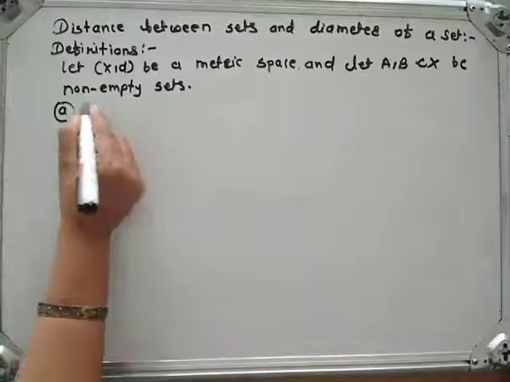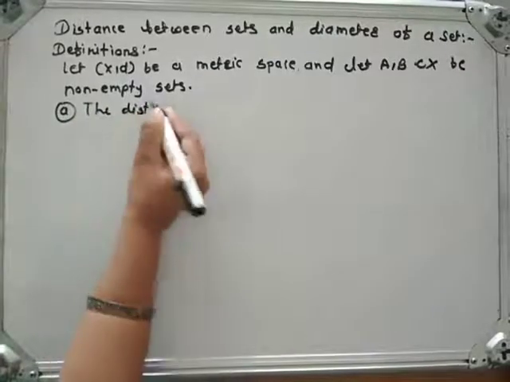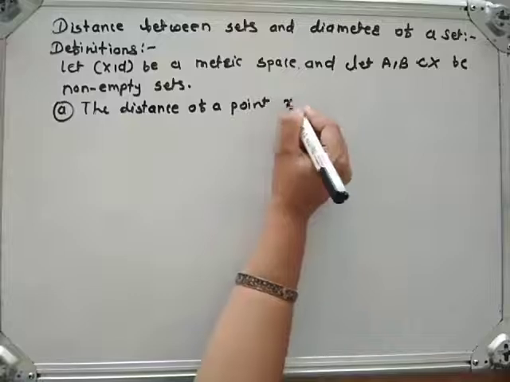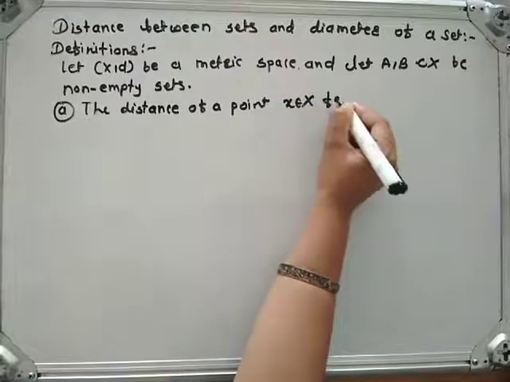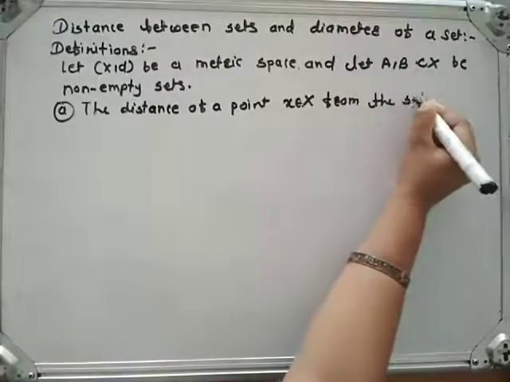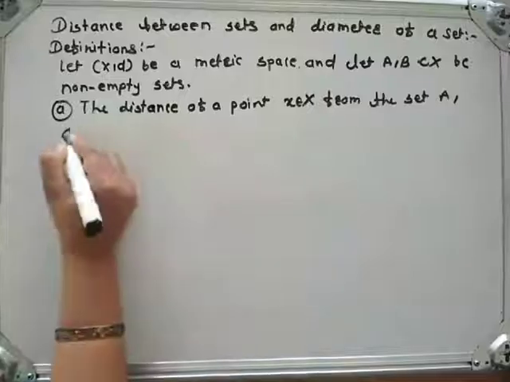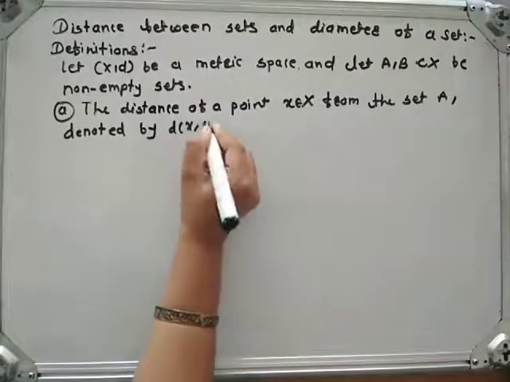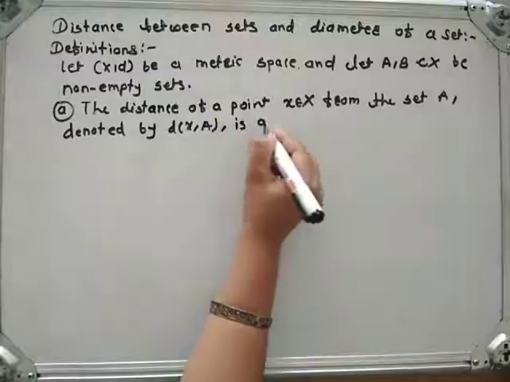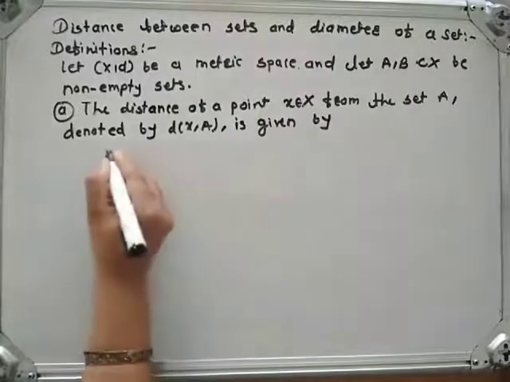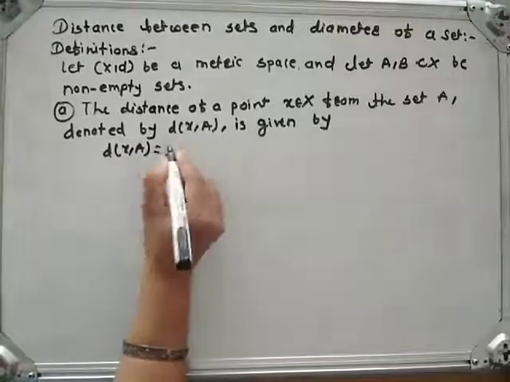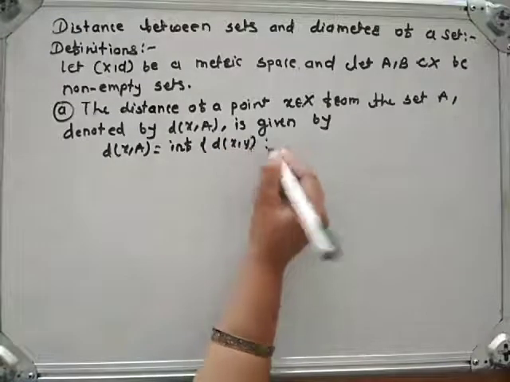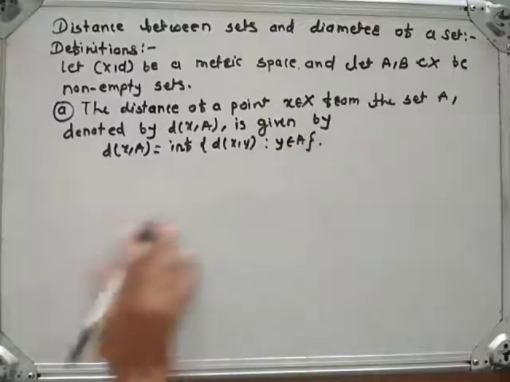Then the first definition is the distance of a point x belonging to X from the set A. It is denoted by d(x, A), and it is given by d(x, A) = inf{d(x, y) : y belongs to A}.